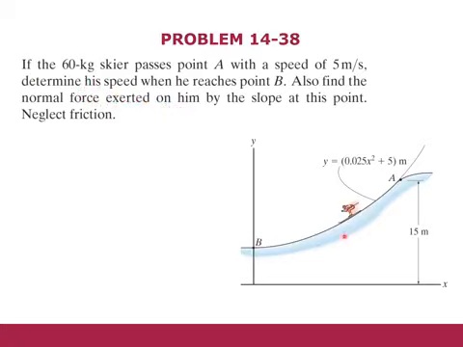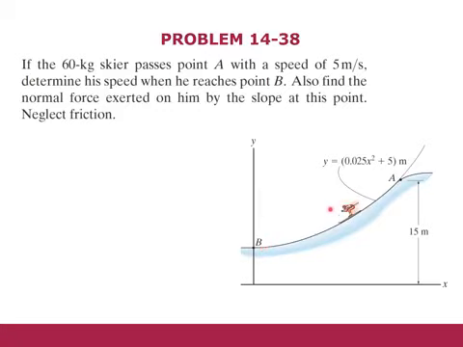This is a frictionless surface, that is why we will neglect the force of friction, and we have to find the force and the velocity at point B. In order to solve this problem, we will use the work energy equation and the related equation to calculate the unknown variable.